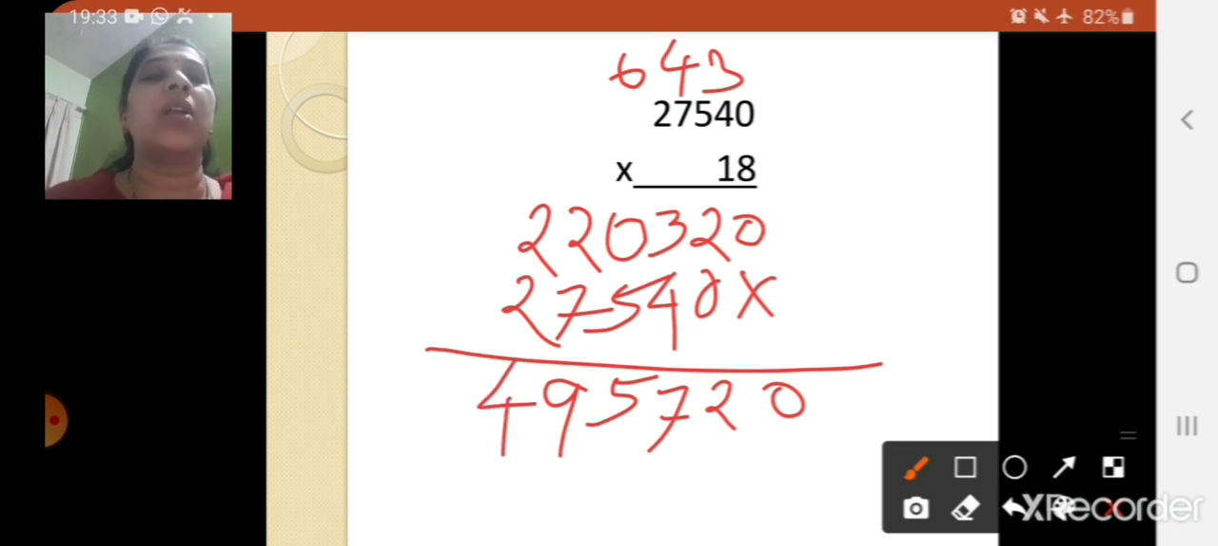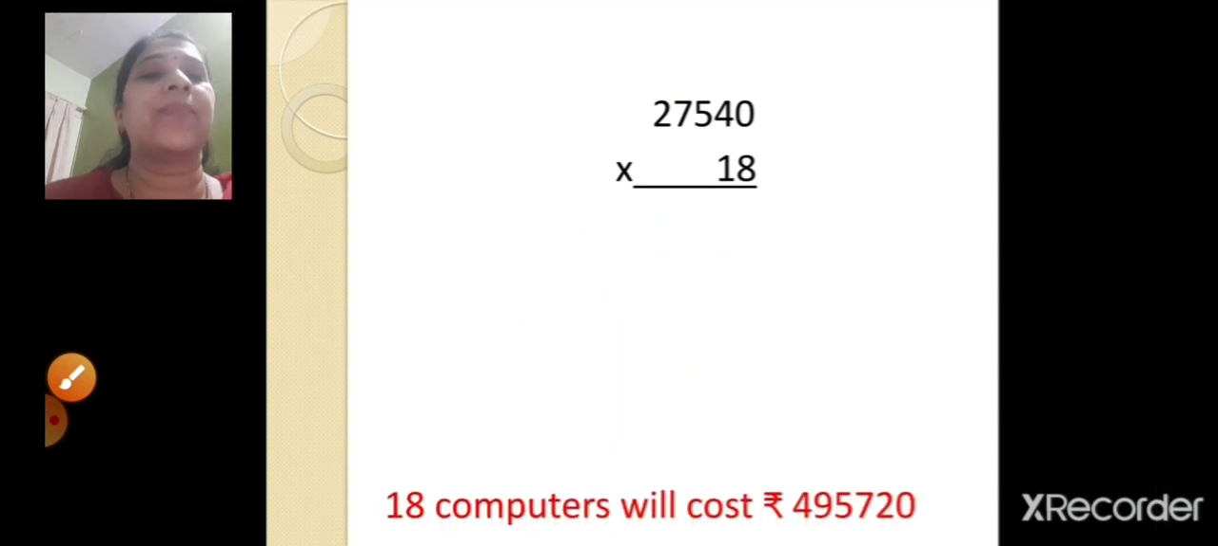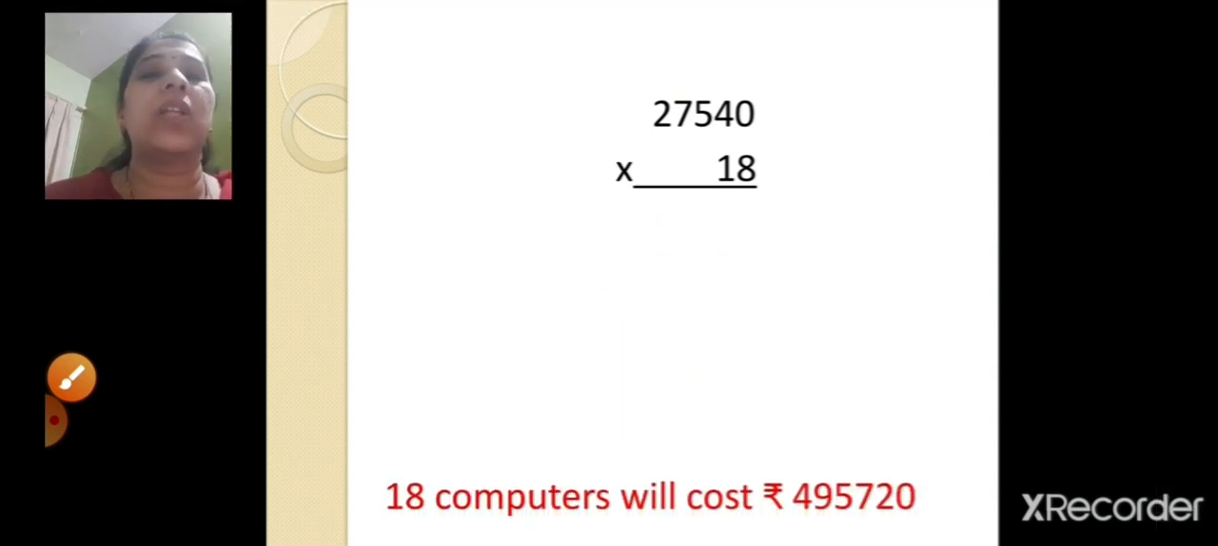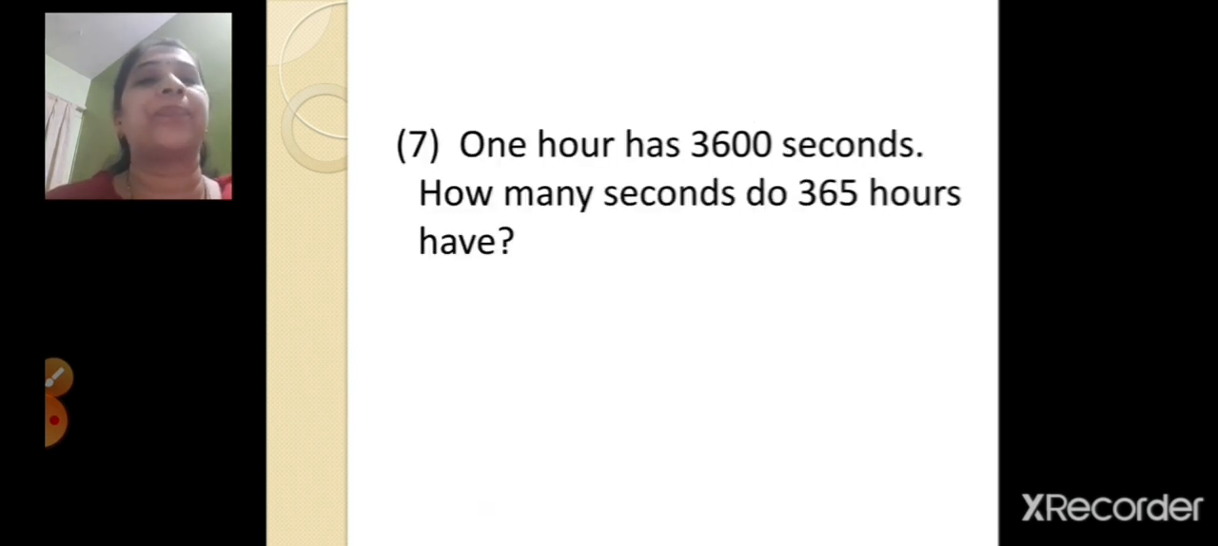So how much did you get? 4,95,720. Right? So you will write the final answer as 18 computers will cost rupees 4,95,720. Right? So let's move to the next one.